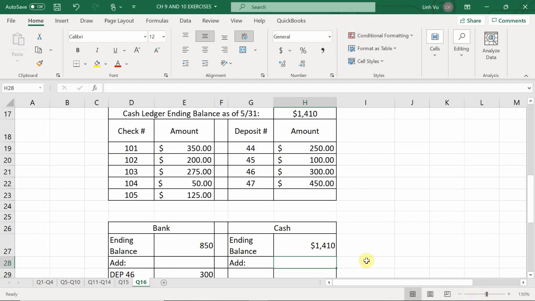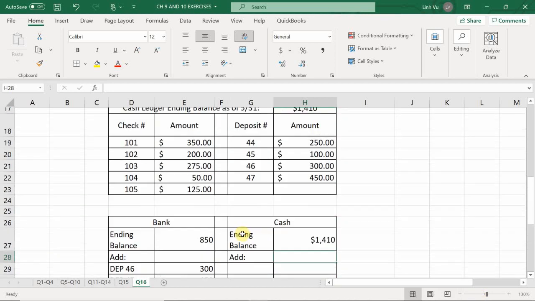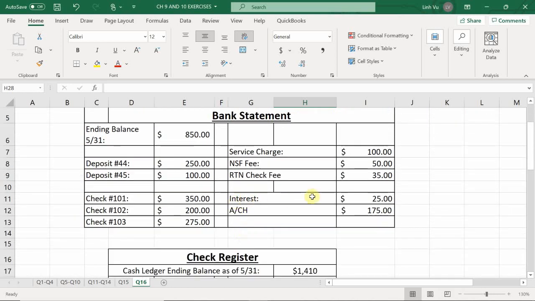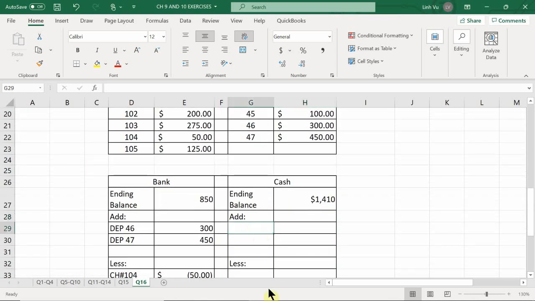And of course, when I'm dealing with my cash side, I'm dealing with interest and my fees. So let's take a look at my bank account. I have interest and I have auto clearinghouse. Interest was for $25 and my auto clearinghouse was $175. So I'm going to write that in here. Interest was $25, while my auto clearinghouse was for $175.